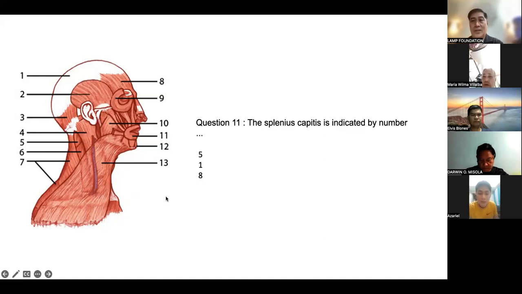You know, this is what I want all of you to do: kailangan pag nag-aaral tayo pumapasok ka agad. Paulit-ulit, di ba? Okay, so what's your answer here? Nasaan dito ang splenius capitis? Can you show me? Number 8, Doc. No. Bakit dumating? Alam mo ba anong ibig sabihin ng capitis?